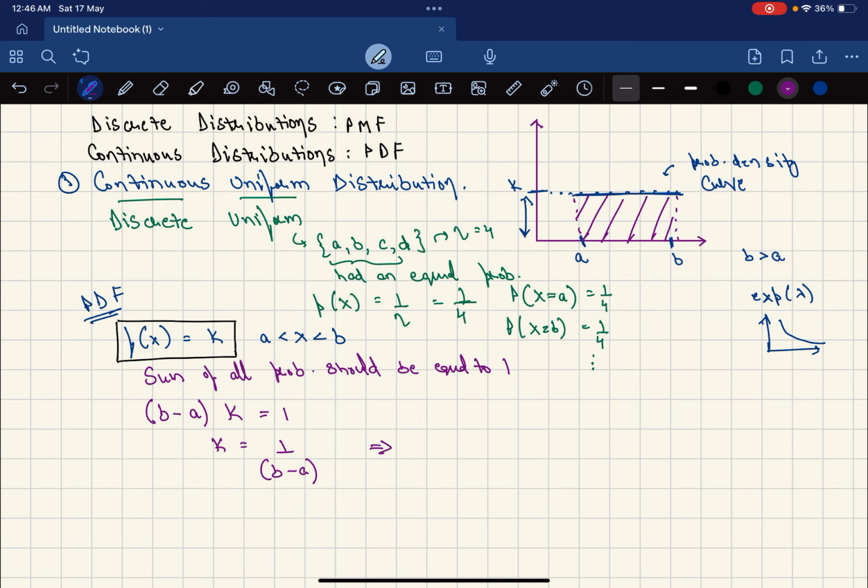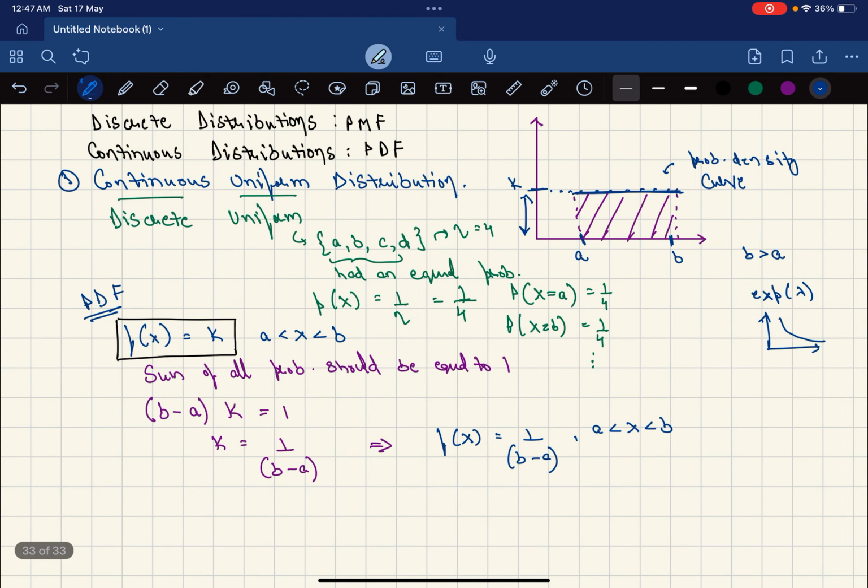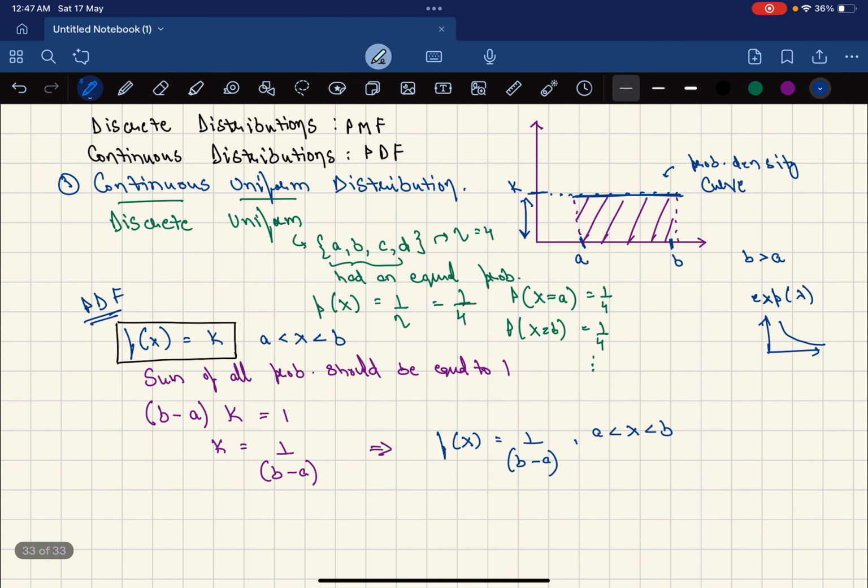Thus we get the PDF for a uniform distribution as f(x) equal to 1 upon b minus a, where x ranges from a to b. So this is how we get to the PDF of a uniform distribution. Since the distribution is uniform, the values of probabilities for each value of x, or the random variable x, from a to b is equal, and it is equal to 1 upon the difference between the maximum and the minimum value of the distribution. So this is regarding the PDF for the uniform distribution.